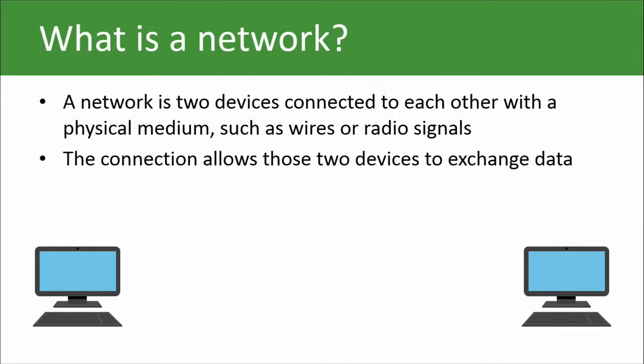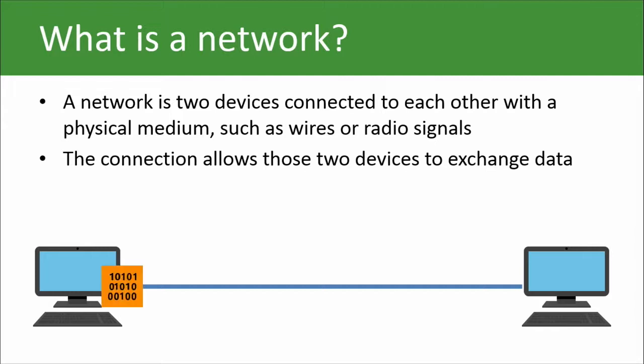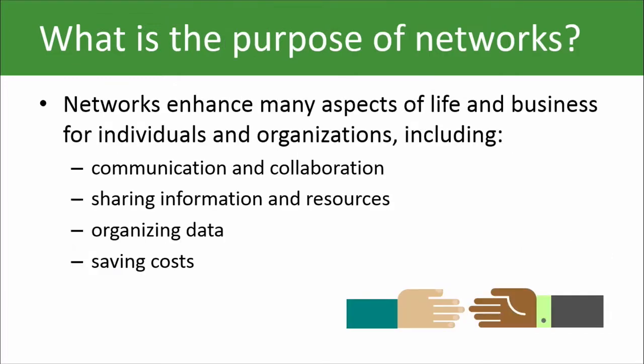So first, what is a network, right? A network is just two devices that are connected to each other with a physical medium, like a wire cable or a radio signal. This picture here, just a wired cable, like an Ethernet cable. The connection allows two devices to just exchange data back and forth. So there we have some data moving across, some binary there. We'll talk about binary in a little bit.